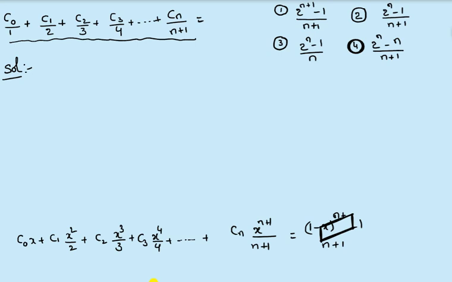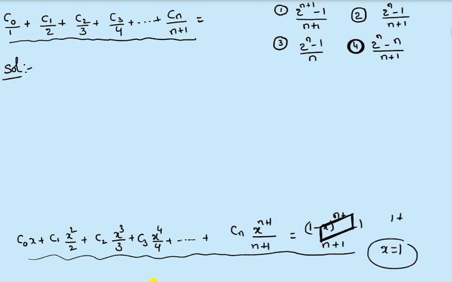If you are able to remember this particular result directly, here in place of x, if you substitute 1, because here it is given (1 plus x) to the power of n plus 1, minus 1, divided by n plus 1. Here if you substitute x equals 1, directly you will get the result 2 to the power of n plus 1, minus 1, divided by n plus 1 as the answer. So that is one method of proceeding with that particular question.